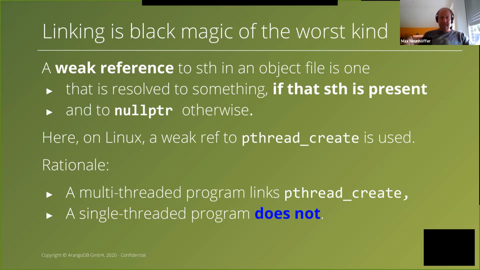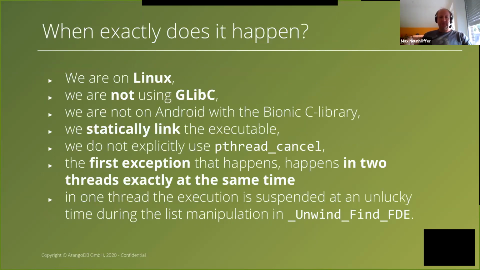So here we go. We have understood what's happening. So here's the list of conditions which have to happen such that you run into this problem. You need to be on Linux. You need to not be using glibc, otherwise we would have looked for pthread create, which we do link. You must not be on Android with the Bionic C library. You must statically link the executable. You must not explicitly use pthread cancel.